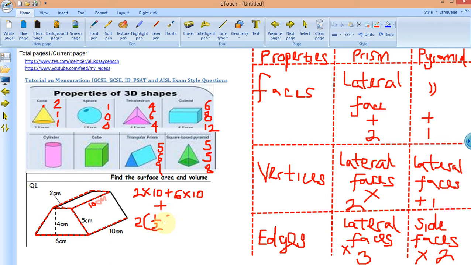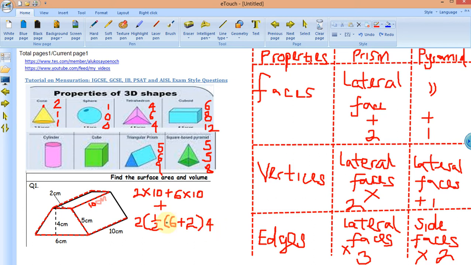But I will not write a plus b, guys. So half times the sum of the parallel sides. One of the parallel sides is 6, plus the second parallel side, that is 2. Sum of the parallel sides, 6 and 2, then times height. You can see the height is given here as 4, so times 4.